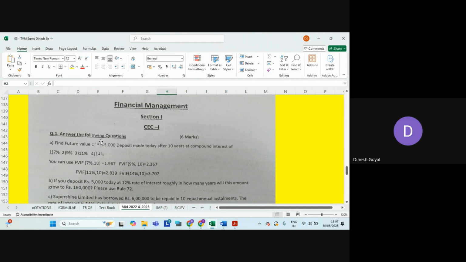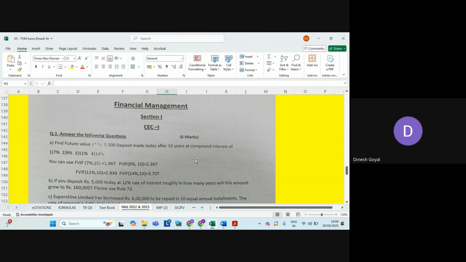Find future value of rupees 5,000 deposit made today after 10 years at compound interest of 7%, 9%, 11%, and 14%. So what they have asked you, are you able to identify what they are asking? Find what? Future value, right?